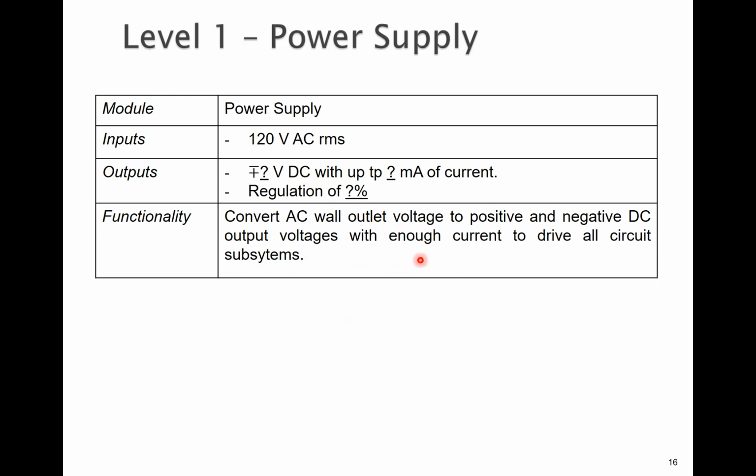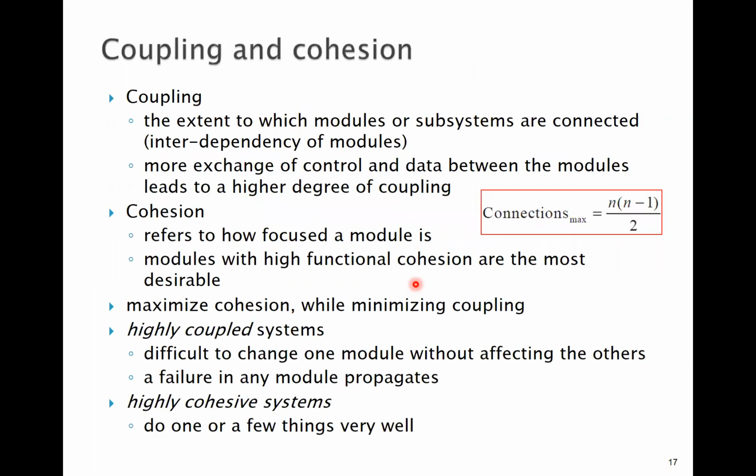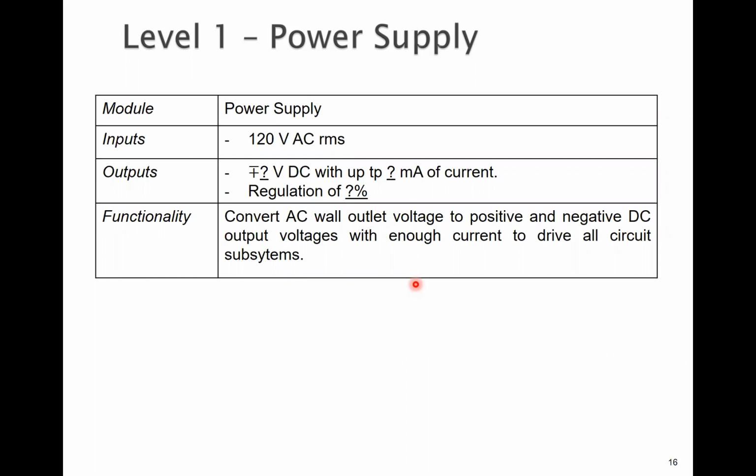regulation target. The functionality converts AC input voltage to positive and negative DC output voltages with enough current to drive all circuit subsystems. Okay, so this was an example of how we use the divide and conquer principle. Here we use level 0 and level 1. We can go further and divide any module into submodules in any of the projects. Here, it seems that this is not necessary.